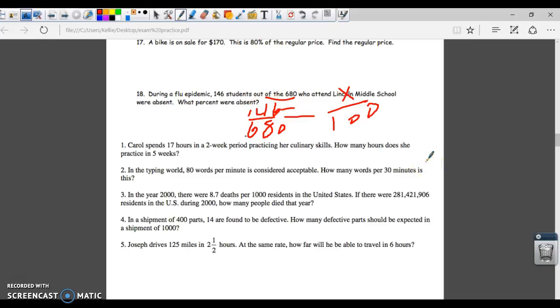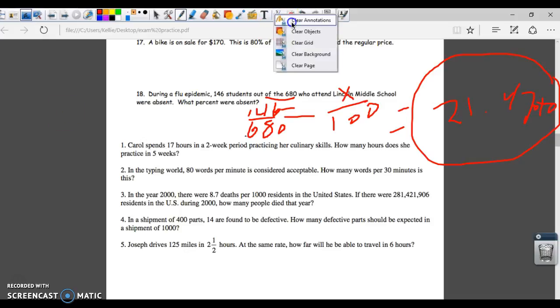So again, this is one where you're going to cross multiply and divide. 140 times 100, just add the two zeros on, and then divide that by the 680. And you'll get about 21.47% of the students were absent. Okay, next one.